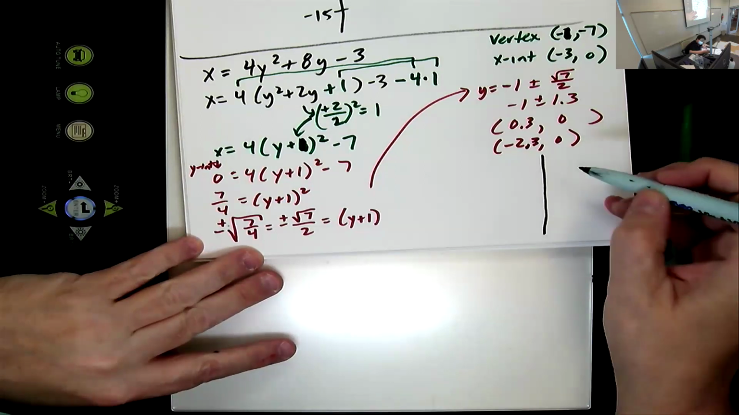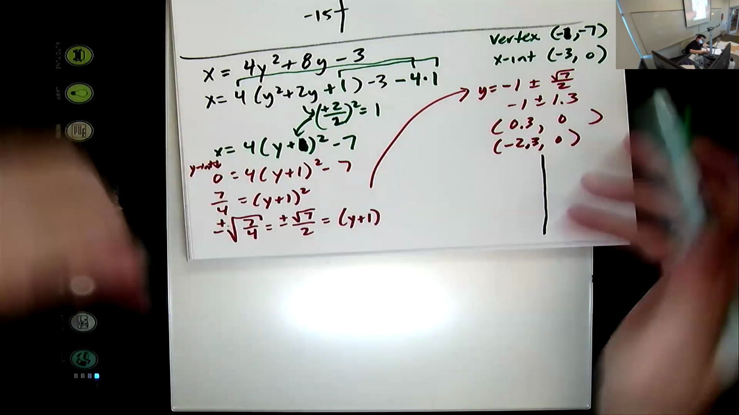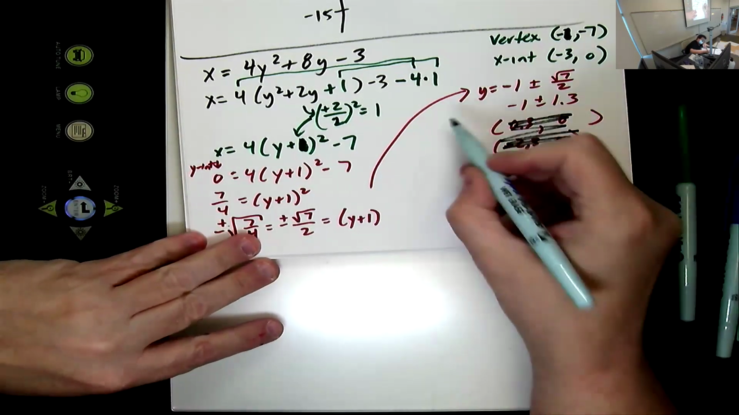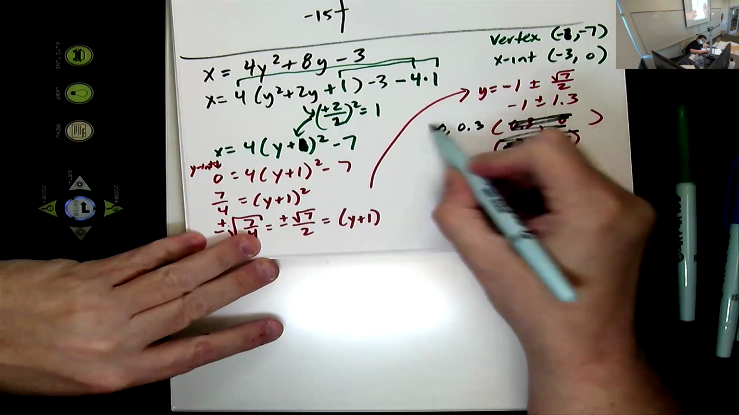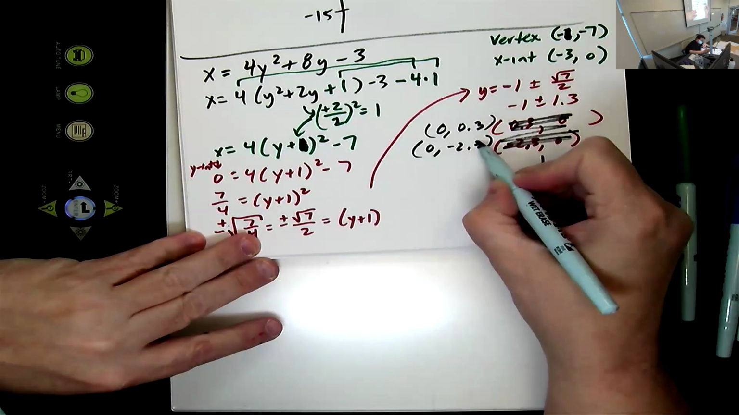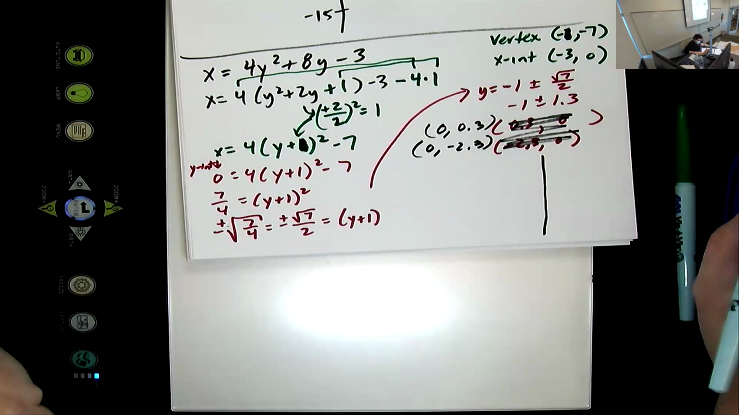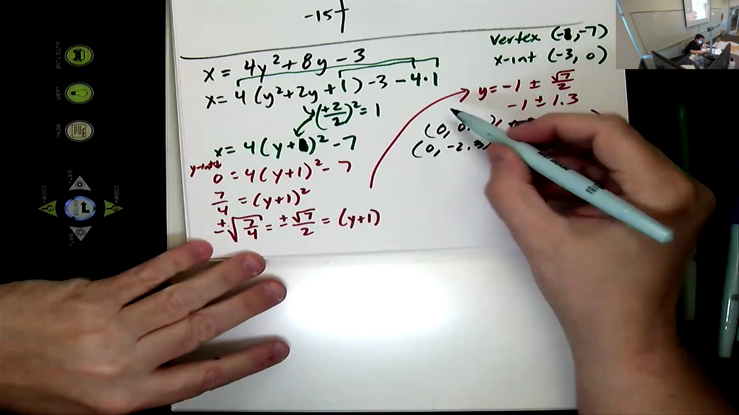Not a lot of up and down here. Wait, I wrote those backwards. There we go. I've got a lot of 0s there. X equals 0 for the y-intercepts.